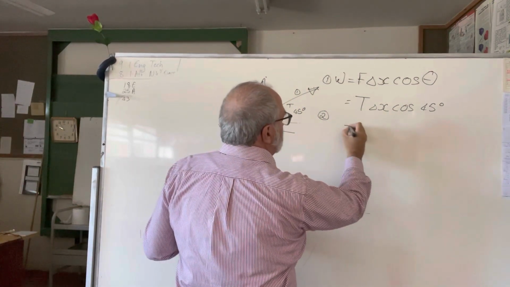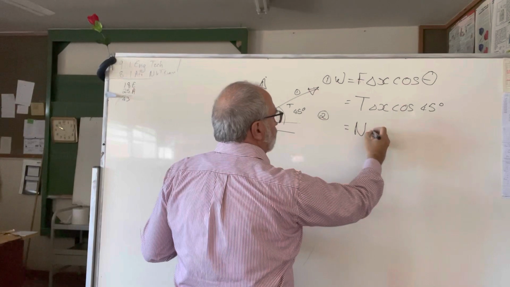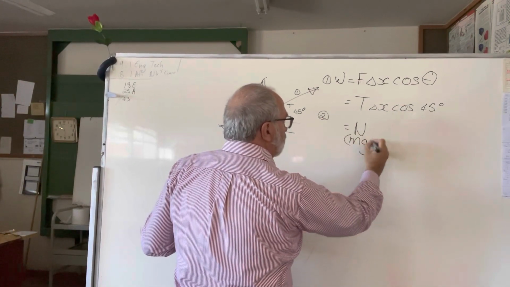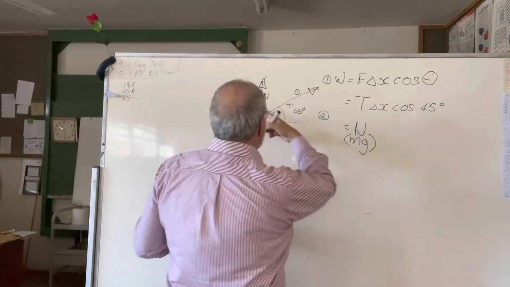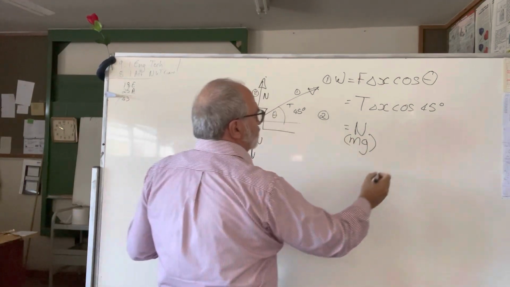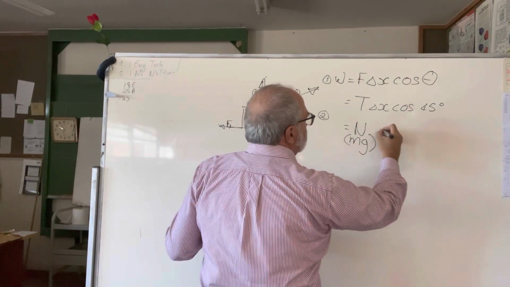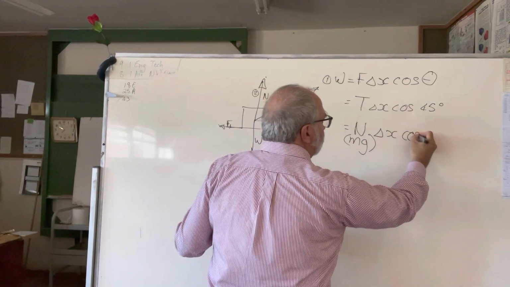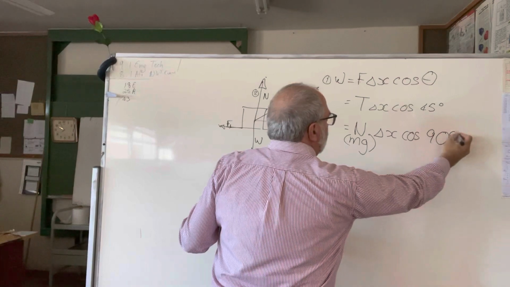The work done equals the normal force, which is equal to M times G, the weight of this thing, and the mass from the mass, times delta X, times cos 90 degrees, which is 0.